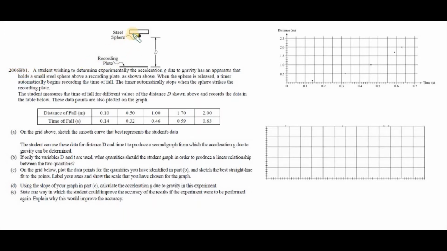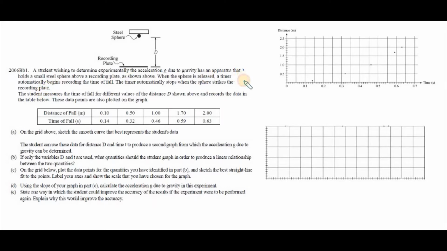Here we can see a diagram. There is a steel plate and a steel sphere, and there is a recording plate, and the distance is given as d. A student wishing to determine experimentally the acceleration g due to gravity has an apparatus that holds a small steel sphere above a recording plate as shown above. When the sphere is released, a timer automatically begins recording the time of fall. The timer automatically stops when the sphere strikes the recording plate.